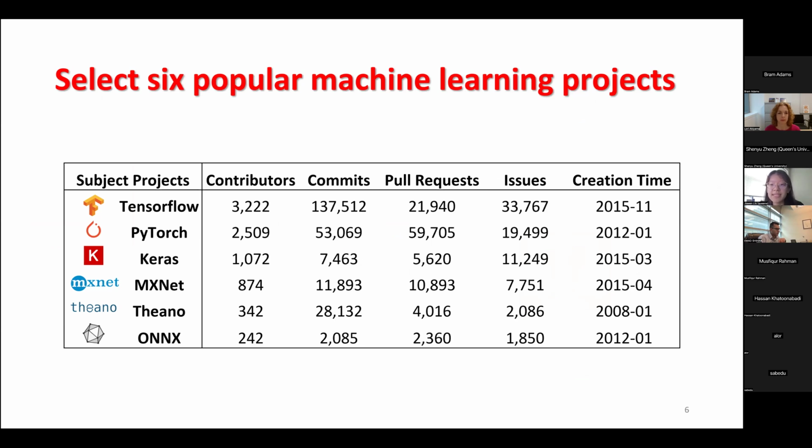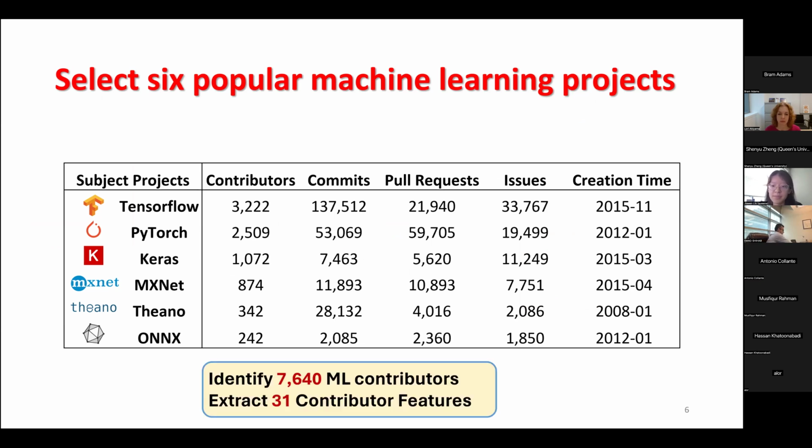So we select 6 popular machine learning libraries, including TensorFlow, PyTorch, Keras, MXNet, Theano, and ONNX as our subject projects, because we believe these libraries would contain more ML experts, and they usually have a larger size than a project that implements a single machine learning model to solve a problem. And all these selected projects have more than 2,000 commits and 7 years of history. So they actually contain rich information that we can leverage.